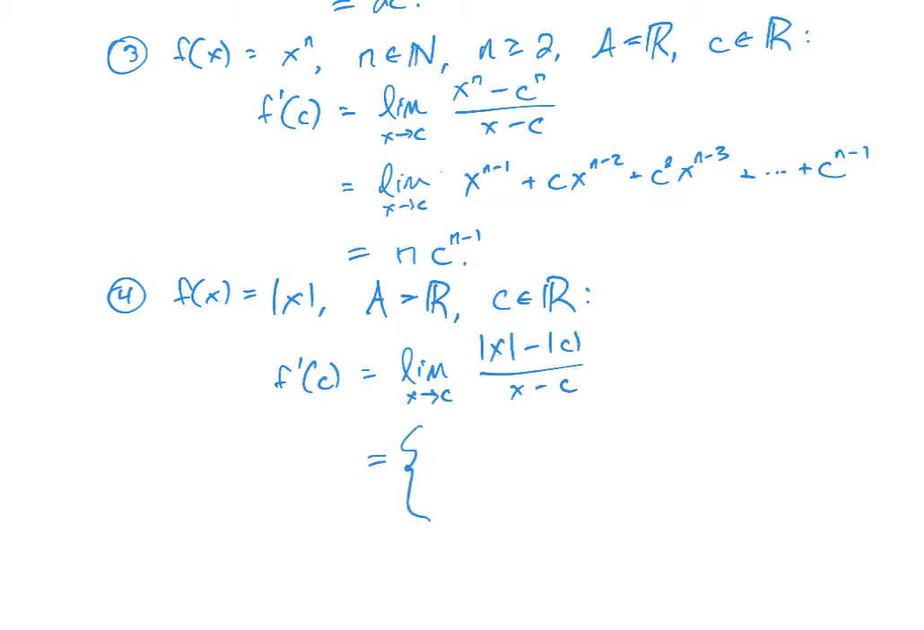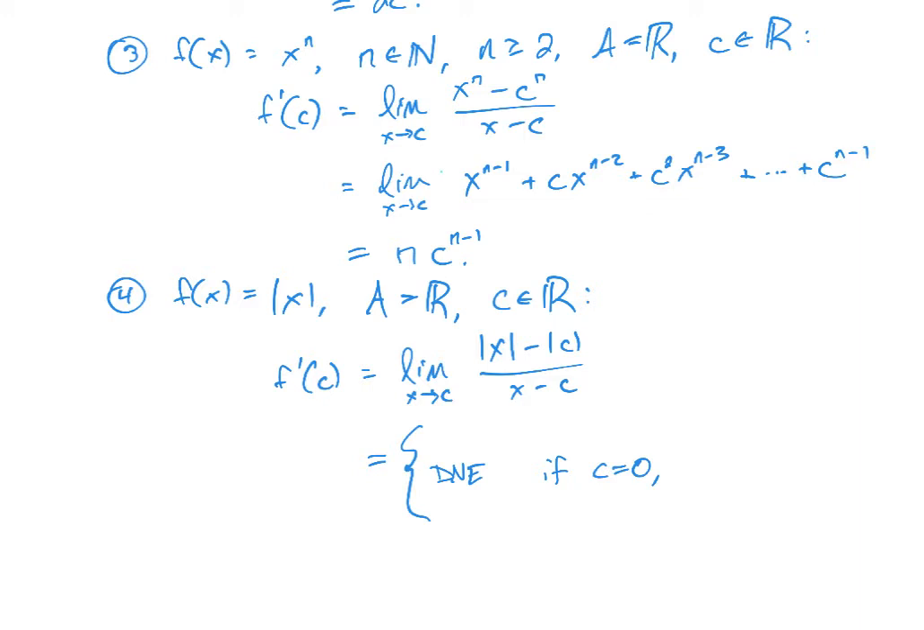Three cases here. So first of all, if c is 0, this limit doesn't exist. Because if you come at it from the positive direction, you're going to get a positive 1. And if you come at it from the negative direction, you're going to get a negative 1. Okay, so there's two different ways to approach it, and you'll get two different answers, so it doesn't exist.